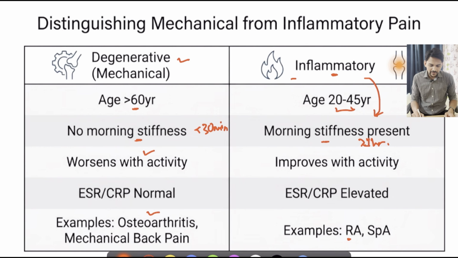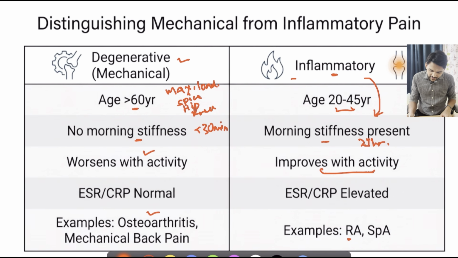That's why it is commonly seen in the joints which bear maximum load, for example spine, hip, knee. These are the common joints involved in degenerative arthritis. The opposite happens in inflammatory arthritis: they improve with activity. These individuals have morning stiffness, and once they start doing their daily activities, they feel relieved as the day progresses. Whereas degenerative arthritis increases in intensity as the day advances because of repeated load on the damaged joints.